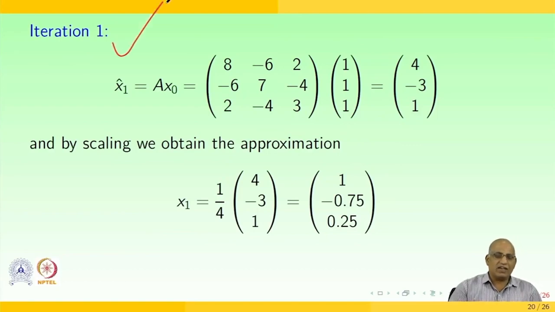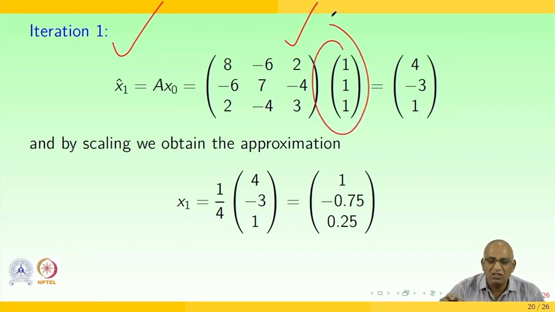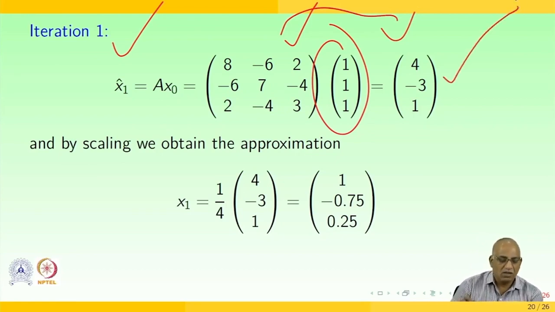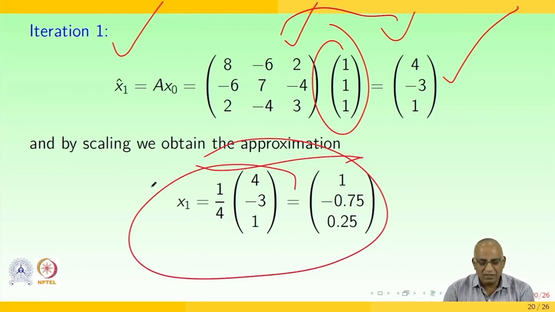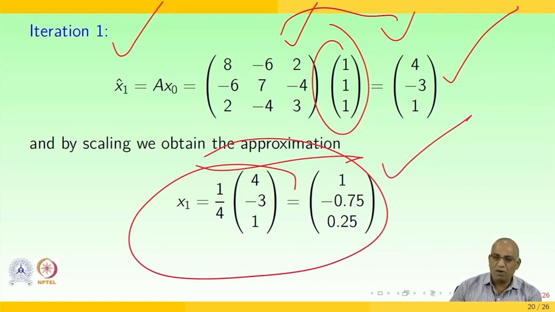So let us look at the first iteration. x1 cap is A x0, where A is the matrix [8, -6, 2; -6, 7, -4; 2, -4, 3] multiplied with x0, which is whatever we assumed, 1 1 1. When you do this, you will end up with the matrix 4, -3, 1. By scaling, x1 can be written as 1 by 4 times 4, -3, 1, which turns out to be a 3 rows 1 column matrix: 1, -0.75, 0.25.